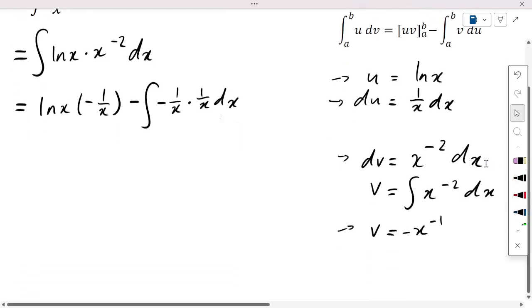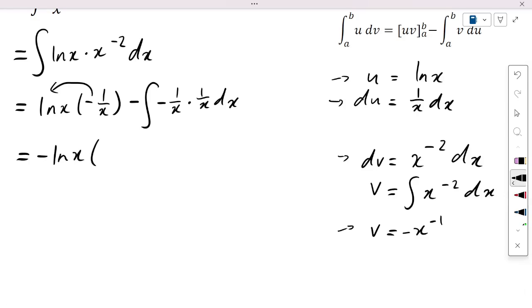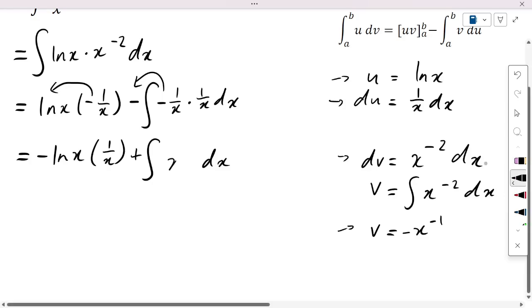Great. Now we just need to make it easier to read. We can take this negative to the front, so it's going to be negative natural log of x multiplied by 1 over x. Then this negative can go outside of this integral, and this will become a positive, and we'll have the integral of 1 over x squared with respect to x, but we can also write this as x to the power of negative 2. Note that I'm doing this so that we can integrate properly.